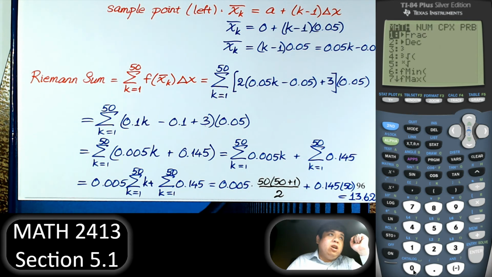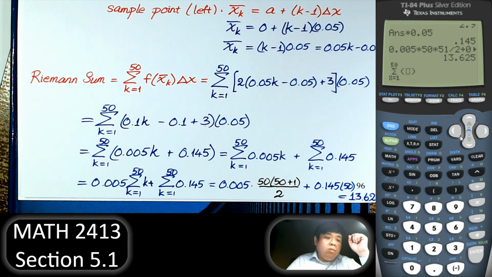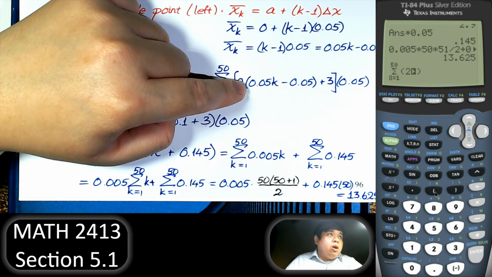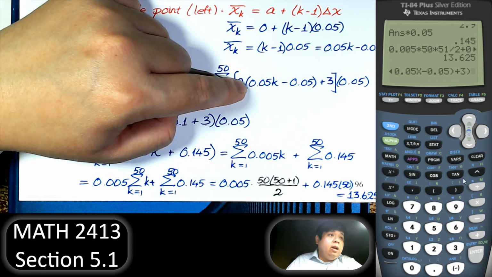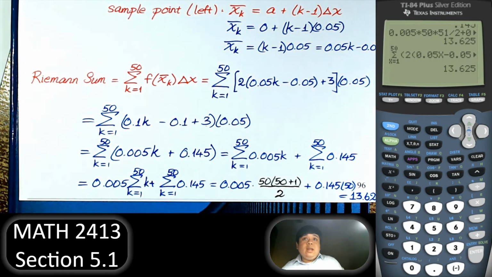Right, now let's just try to put that in originally and see what happens. Math, option 0. Go from 1 to 50. All right, 2 times 0.05x minus 0.05 plus 3, times 0.05.